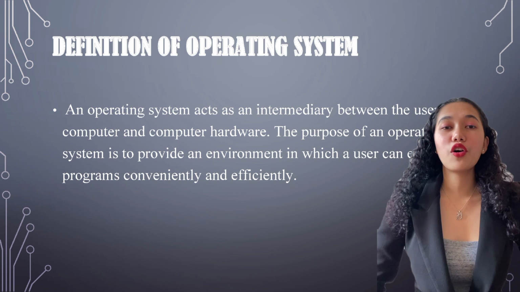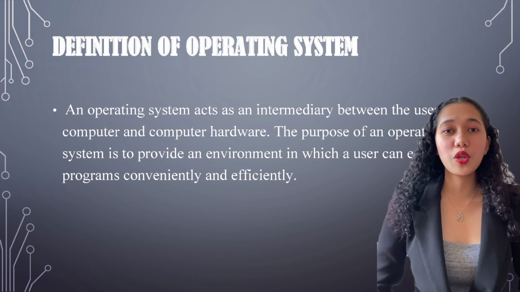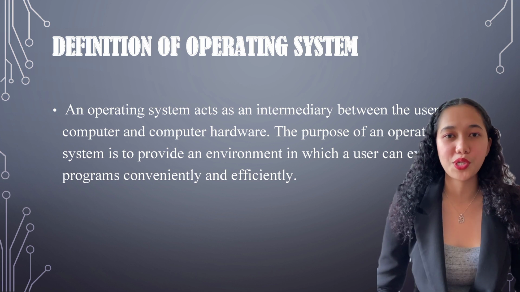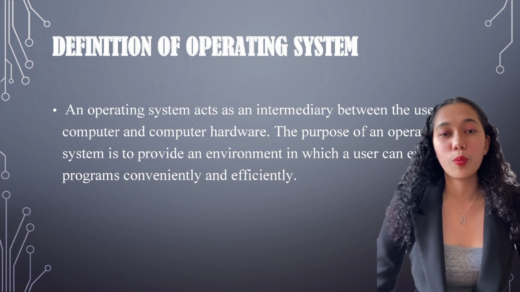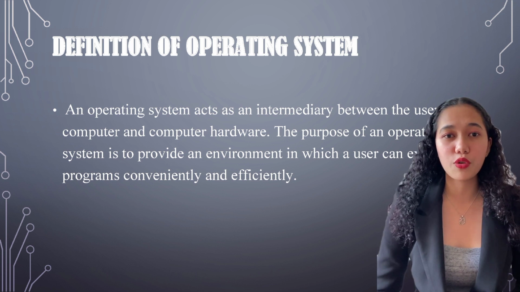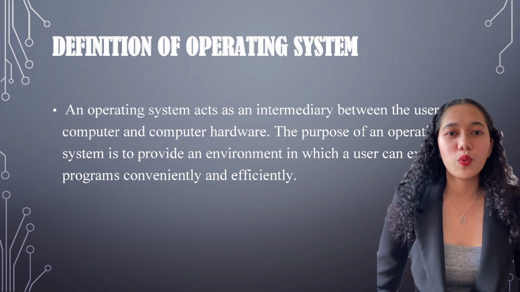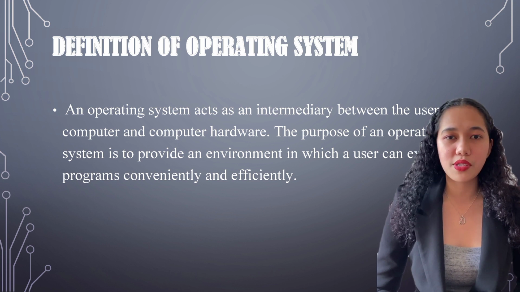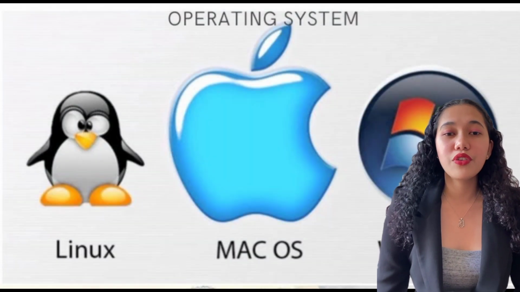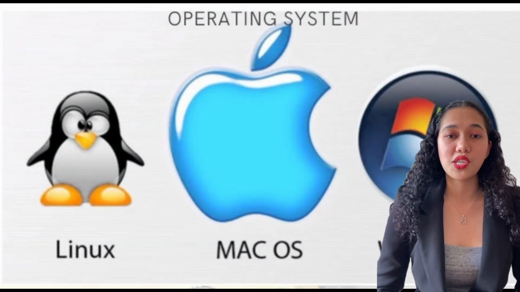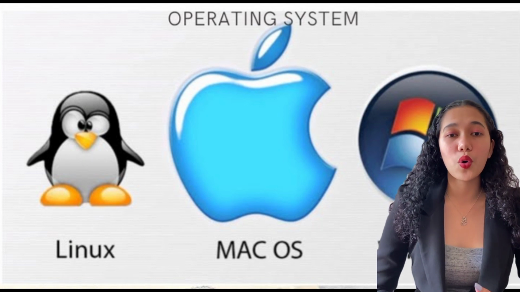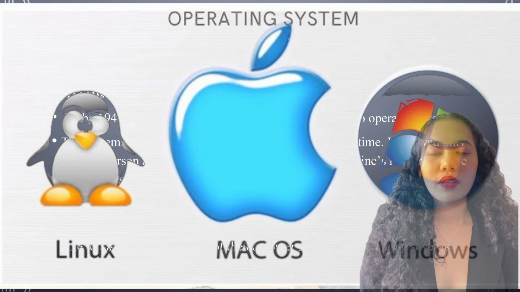The definition of operating system. An operating system acts as an intermediary between the user of a computer and computer hardware. The purpose of an operating system is to provide an environment in which a user can execute programs conveniently and efficiently. We have three most common operating systems: first is Microsoft Windows, then Mac OS, and Linux.